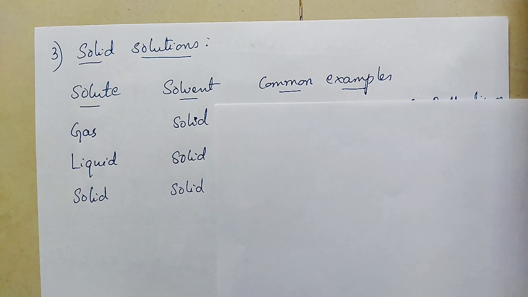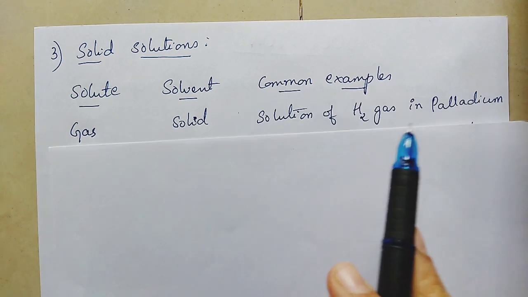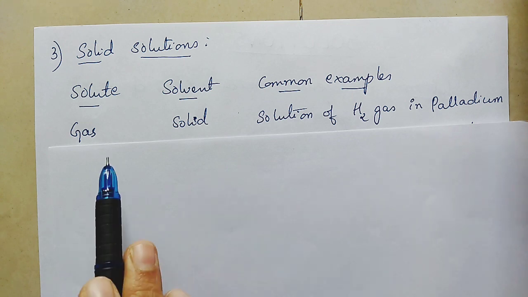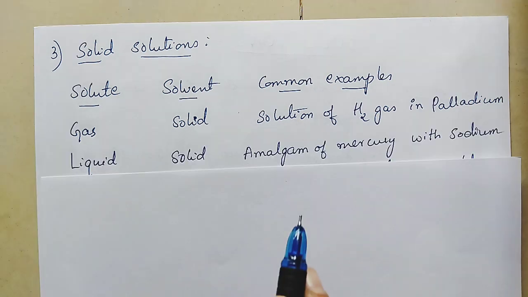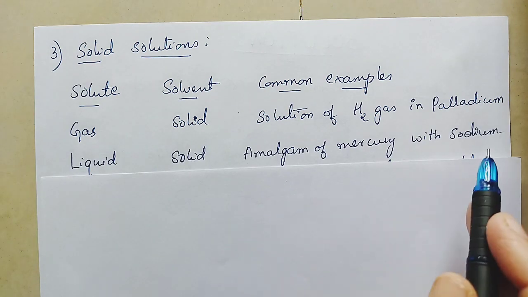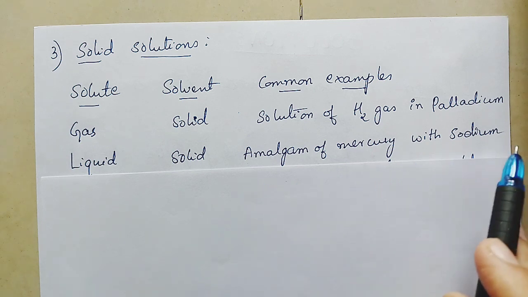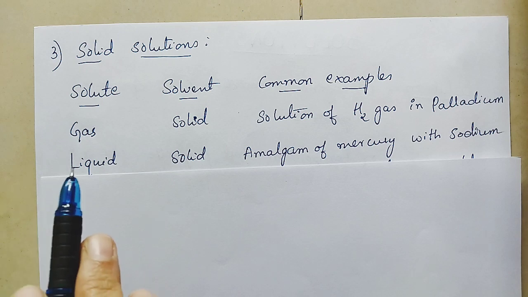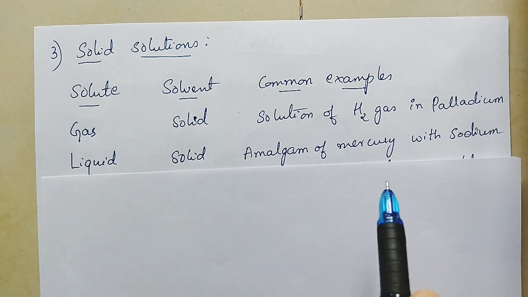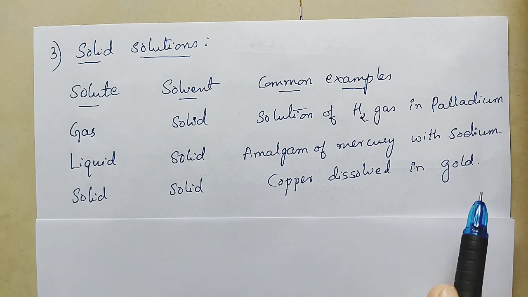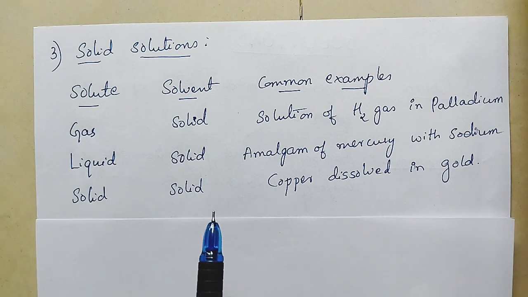Let's take some examples. Hydrogen gas adsorbed on palladium can be called a gas in solid solution. Amalgam is an alloy of any metal with mercury. So here an amalgam of mercury with sodium can be an example of a liquid in solid solution, as mercury is a liquid metal. Copper dissolved in gold is an example of a solid in solid solution. So that was about solid solutions.